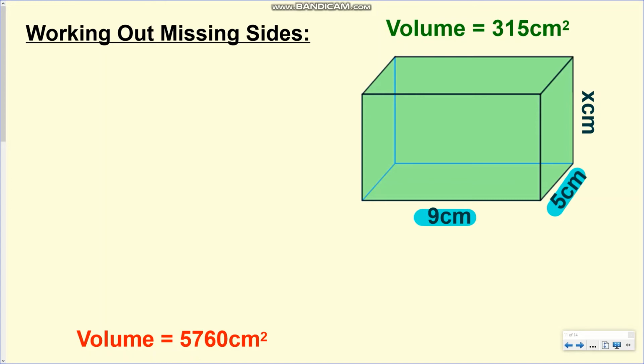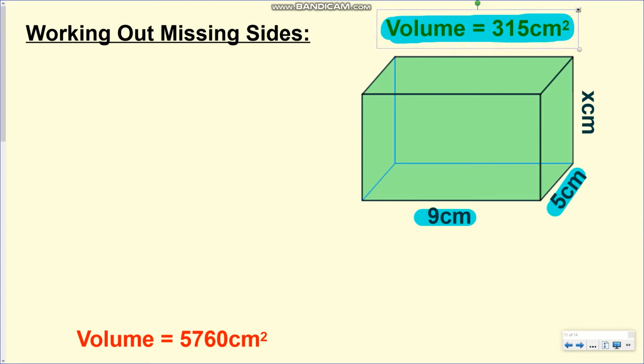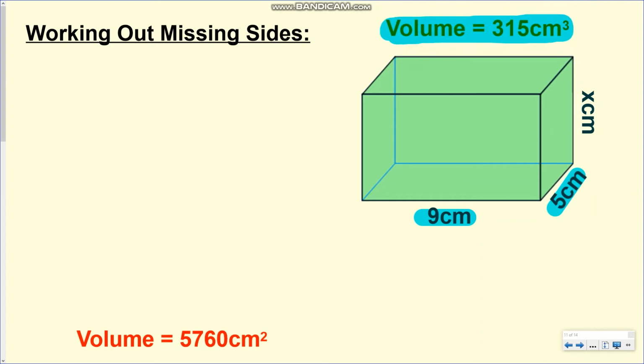Okay, I've been told that this is x centimeters, and x is just standing for a number that we don't know yet. The other piece of information we've been given is that the volume of this cuboid is 315 centimeters squared. I've made a mistake, so I'm going to correct that just now by changing that squared into a cubed because it's a 3D shape. Something that I've been talking about throughout the lesson. Same with this one down here actually.